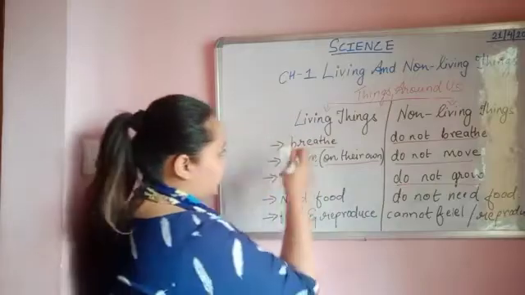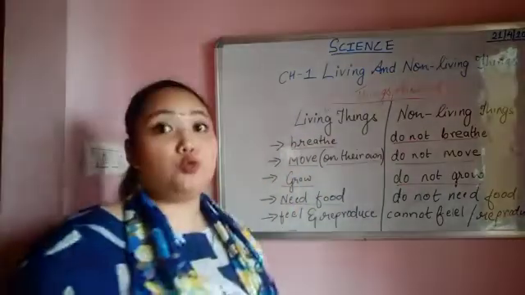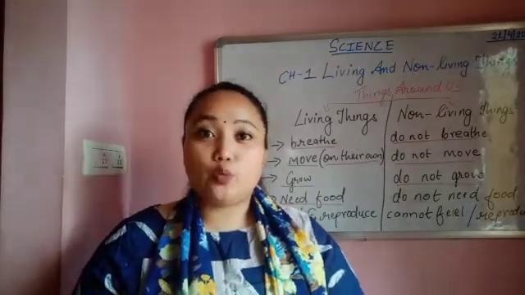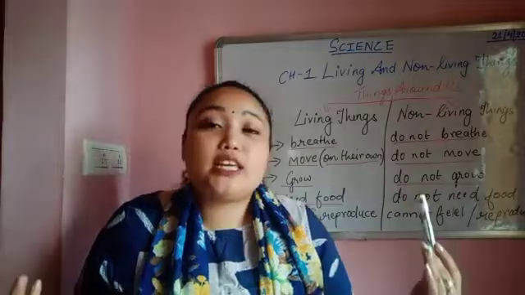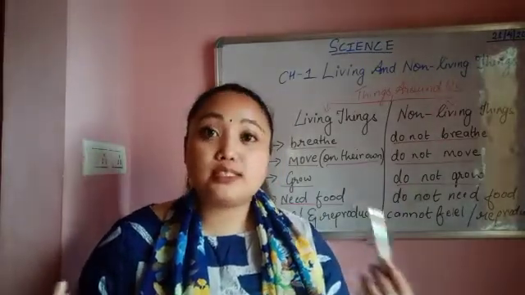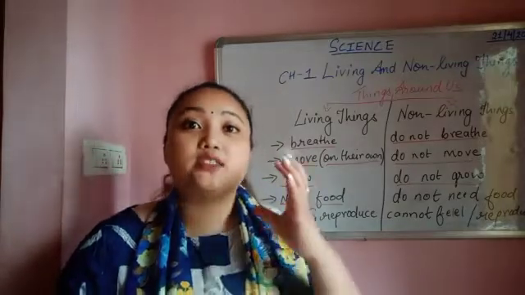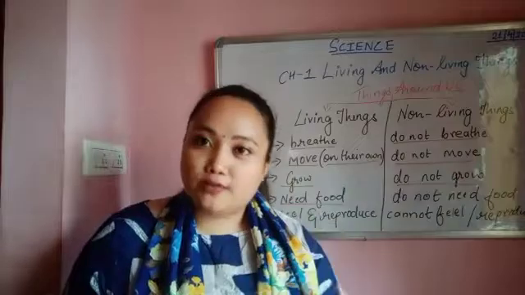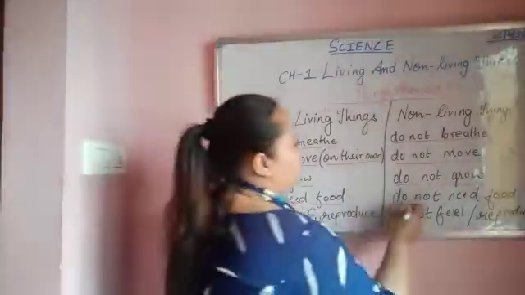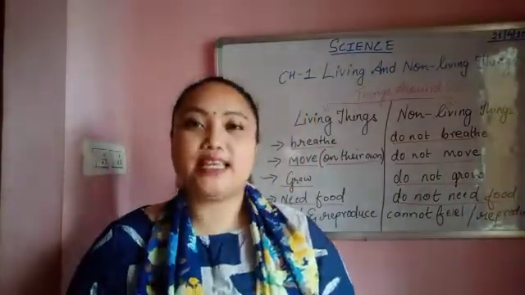Understood? So the fourth point that we come to is: living things need food. In order to be healthy and to stay healthy, we need food. Without food, we cannot survive. We will die. Can we survive without water? Can we survive without food? No, right? So that is why a living thing needs food in order to survive, whereas non-living things don't eat food. They don't eat apples. They don't eat chocolates, isn't it? But living things do.